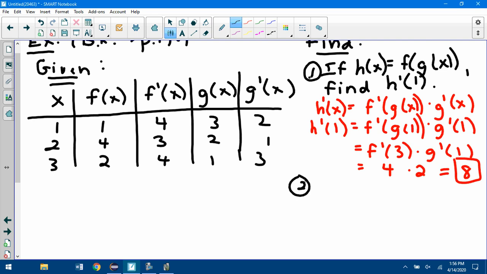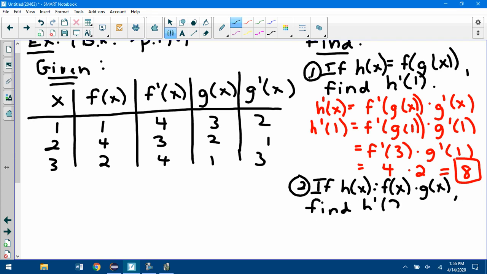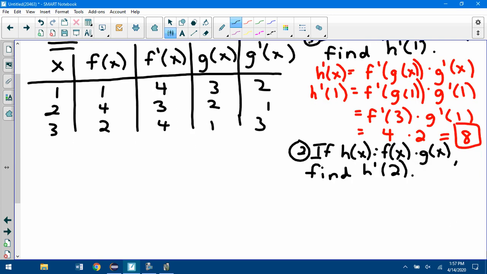One more. If h of x is f of x times g of x, I want you to find h prime of 2. Since these are so fun, if you want to pause the video and try this one on your own, be my guest. If you're ready to see my answer, here's what I did. What rule are you using if you're finding h prime? It's two functions multiplied, so you need the product rule. So h prime of x is the first times the derivative of the second plus the second times the derivative of the first.